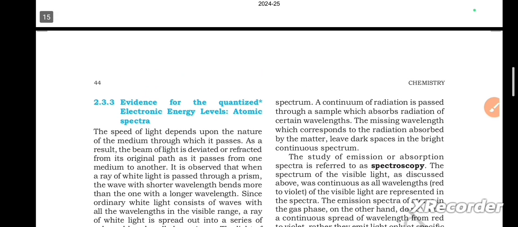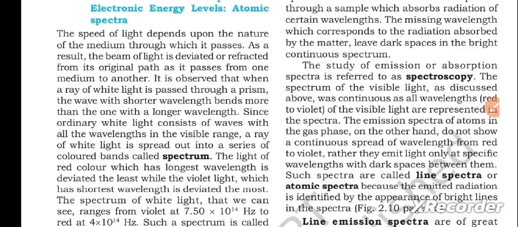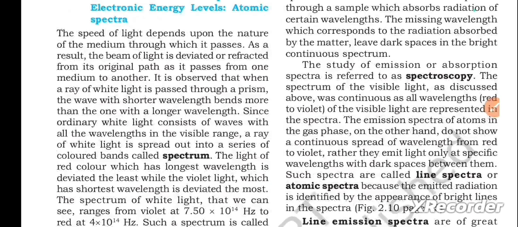Okay, next. Evidence for the quantized electronic energy levels, atomic spectra. The speed of light depends upon the nature of the medium through which it passes. As a result, the beam of light is deviated or refracted from its original path as it passes from one medium to another. It is observed that when a ray of white light is passed through a prism, the wave with shorter wavelength bends more than one with a longer wavelength.